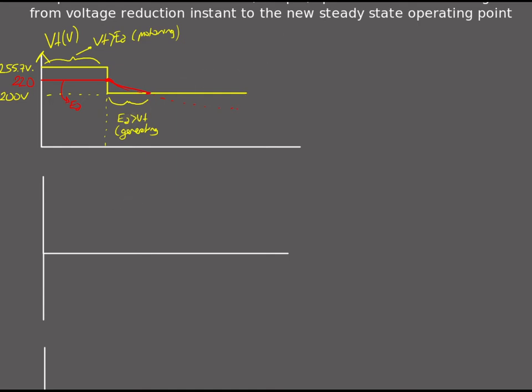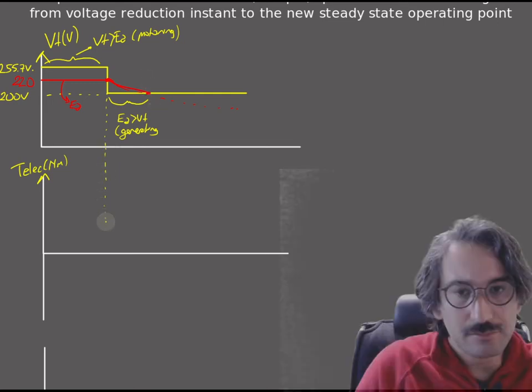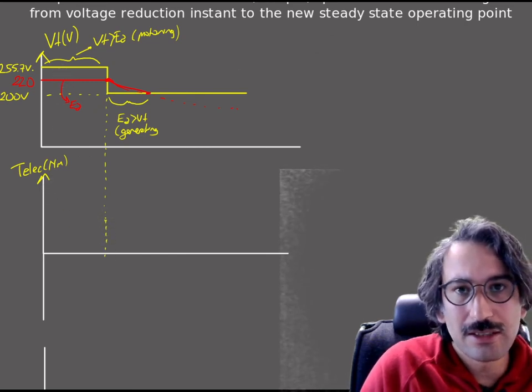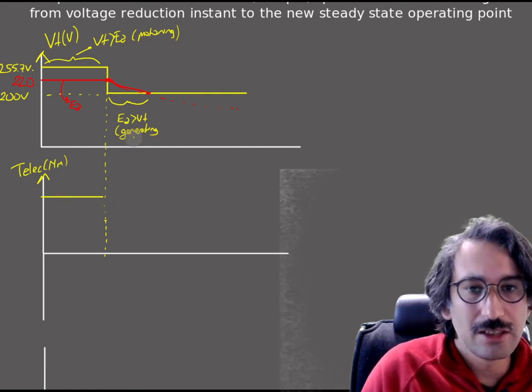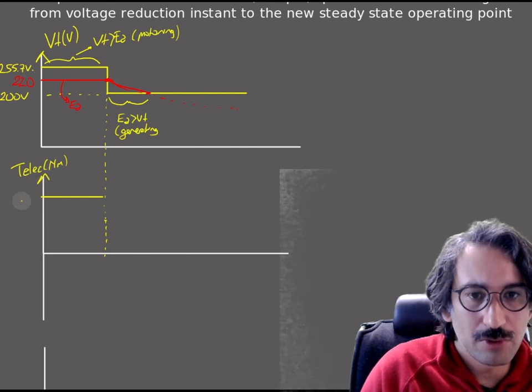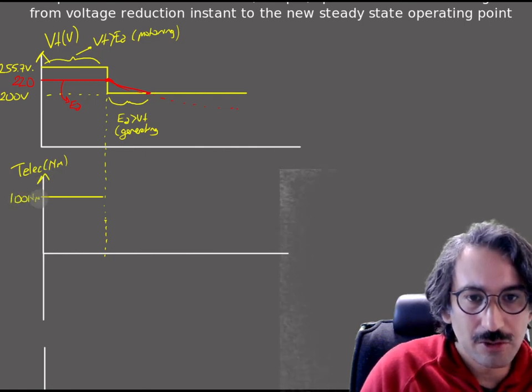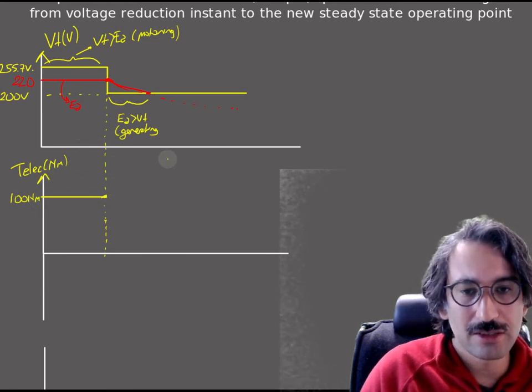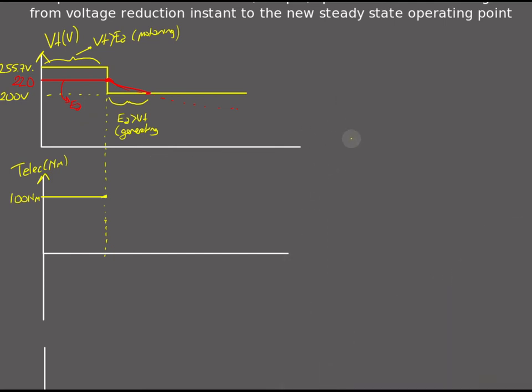Next, let's say this is our T electrical, in Newton meters. At first, under steady state operation, it was generating some torque. How much torque was it generating? I think 100 Newton meters. So it was producing 100 Newton meters, right? Let me draw the equivalent circuit just to describe what is happening. So that was EA and that is VT. At that instant, now our voltage is 200 volts and our current is getting into generating mode, right?